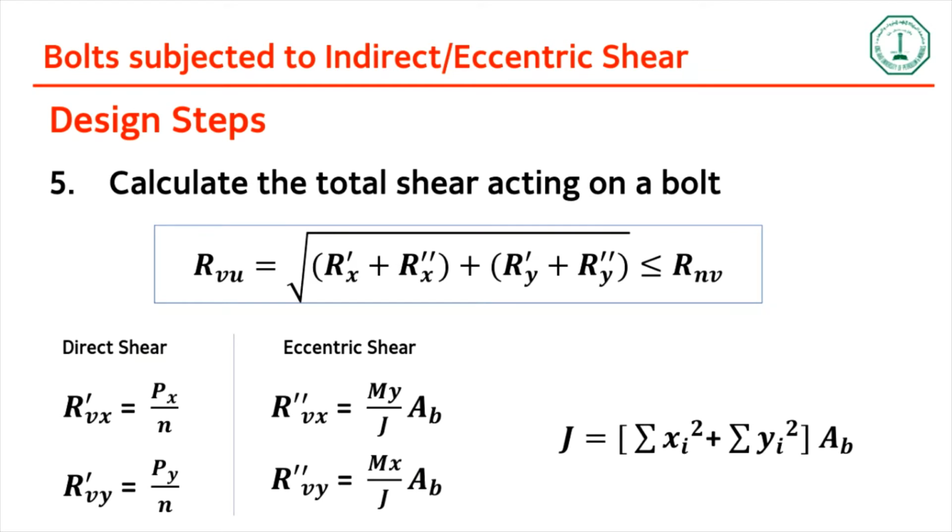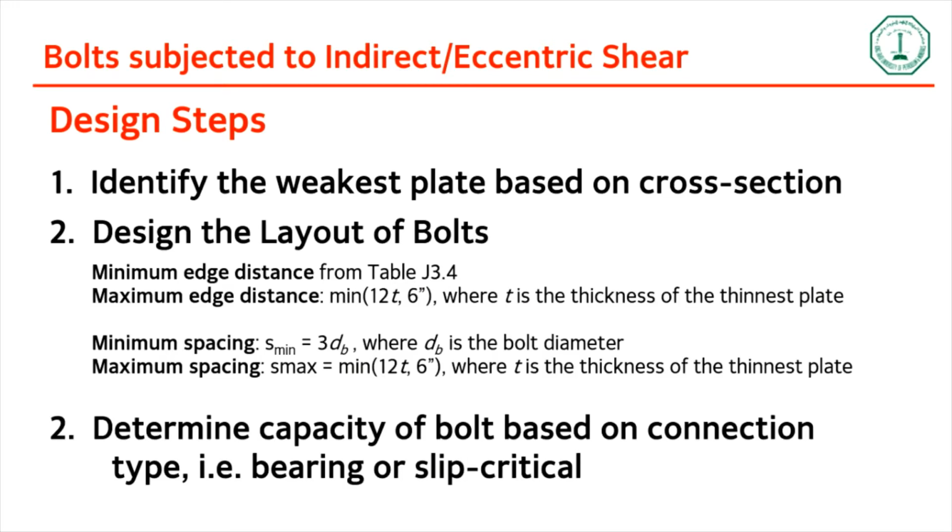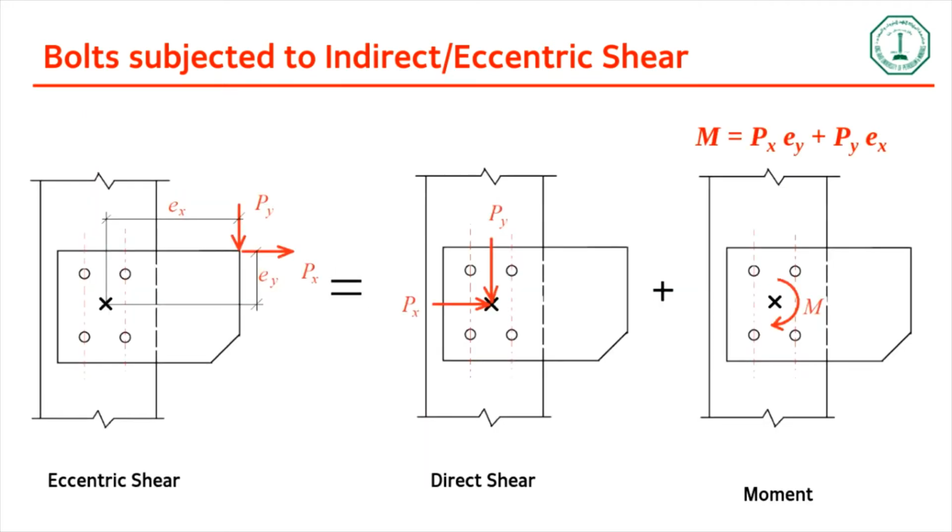And then you have to calculate the total shear, the ultimate shear acting on a bolt. Now, if you might have listened to Dr. Al-Farabi's lecture, you might have seen that there are a few bolts which are more critical than the rest. For example, suppose there are 10 bolts here. Due to direct shear, the shear on each bolt is equal.